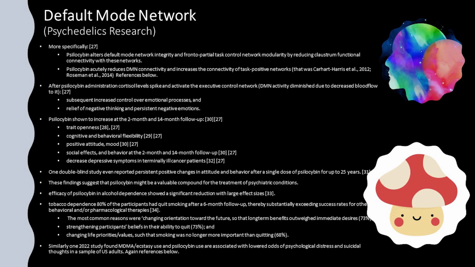That was 73%. And strengthening participants' beliefs in their ability to quit, 73%. And changing life priorities and values such that smoking was no longer more important than quitting, 68%. Similarly, one study in this year, 2022, found MDMA or ecstasy use and psilocybin use were associated with lower odds of psychological distress and suicidal thoughts in a sample of US adults.